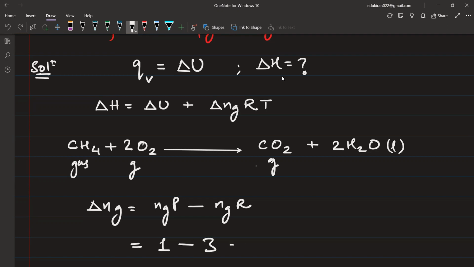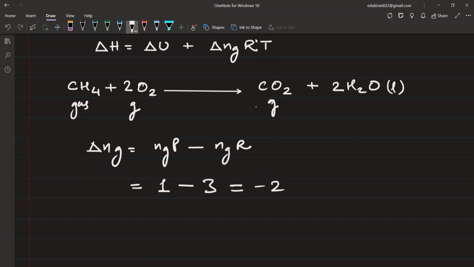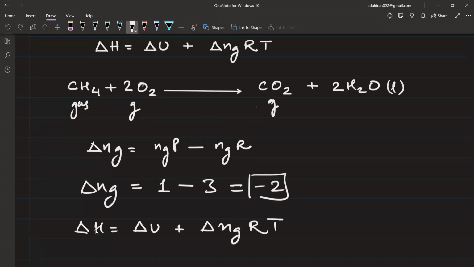3. This will be equal to how much? -2. Delta H is equal to delta U plus delta Ng RT. You have the value of delta Ng, that is -2. The value of R, once again I am telling, will be equal to 8.314 joules per Kelvin per mole.